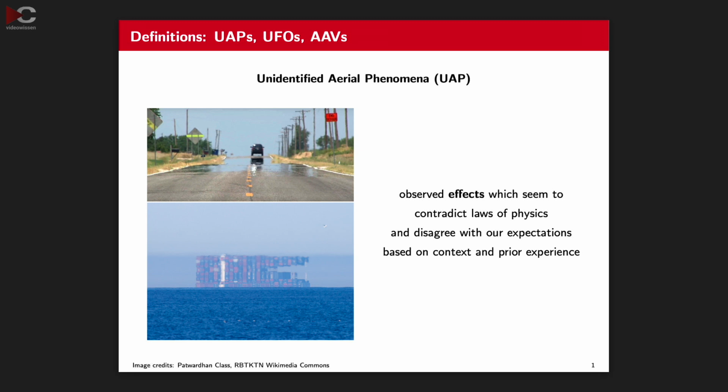Before we dive deeper into the data analysis, I would like to map out the landscape of all the terms and definitions that are often used in this context. So let me start with the most general class of mysterious phenomena that we categorize as so-called unidentified aerial phenomena, UAP for short. We can define these UAPs as observed effects which seem to contradict the laws of physics as we know them, and which seem to disagree with our expectations based on the context and on our prior experience.